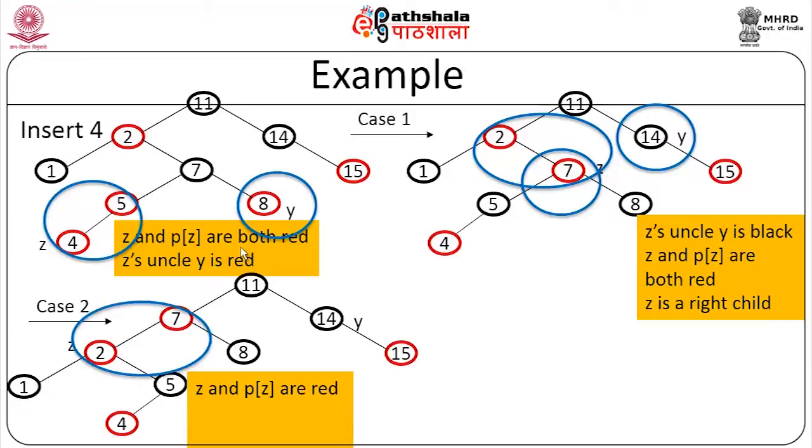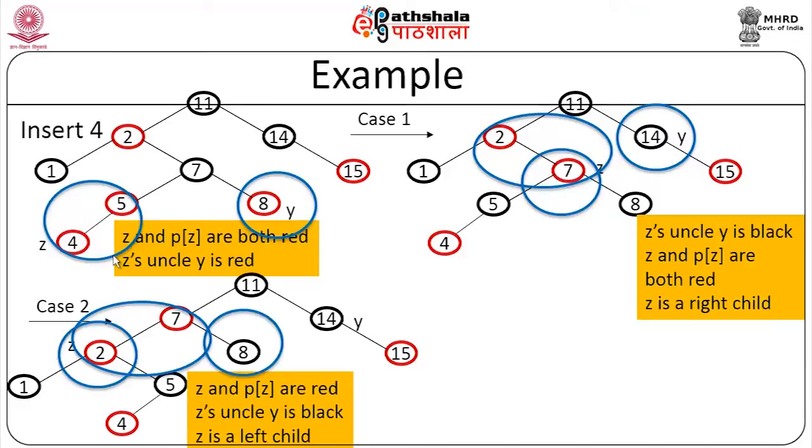So, what do we do? z and p of z are both red, okay. So, what have we done there? We do the operations that we had to do for case 2. So, you have to do a color change and a right rotate, which we have done, and we have got this as the result. You can see that 7 and 2 have been right rotated, and we have changed it to a left child, and we have changed the colors also. But again we have 2 consecutive reds.